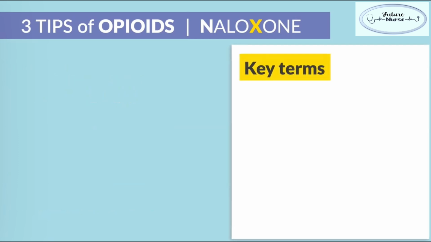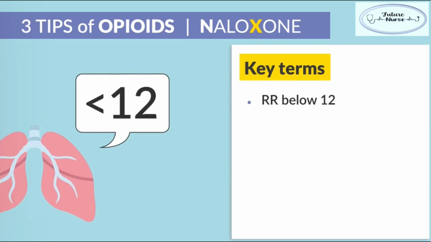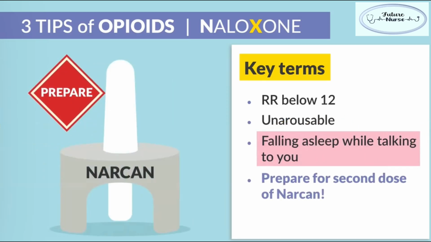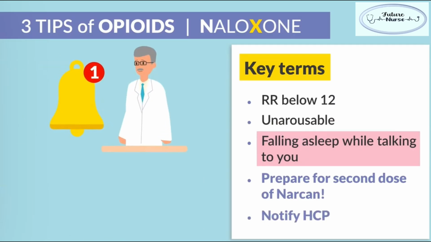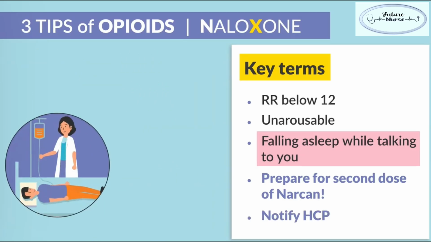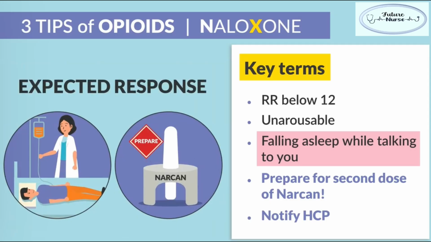So guys, the key terms here to write down. A respiratory rate below 12. Unarousable, falling asleep while talking to you. That was a really big one. As well as prepare for the second dose of Narcan. And notify the HCP if we have any of these key terms present. And guys, don't worry about calling a rapid response. We always assess the patient and prepare the Narcan, since this is an expected response.